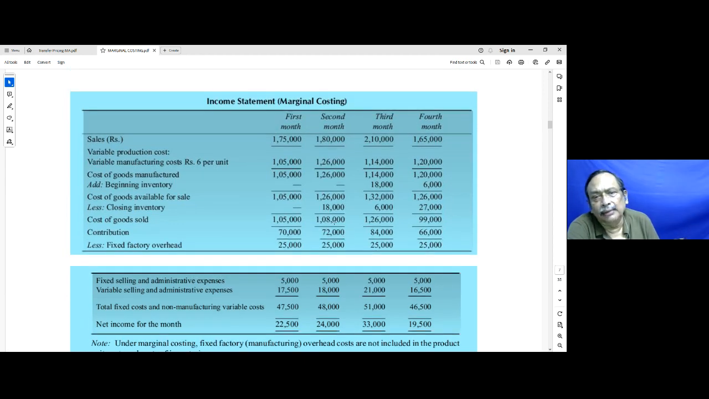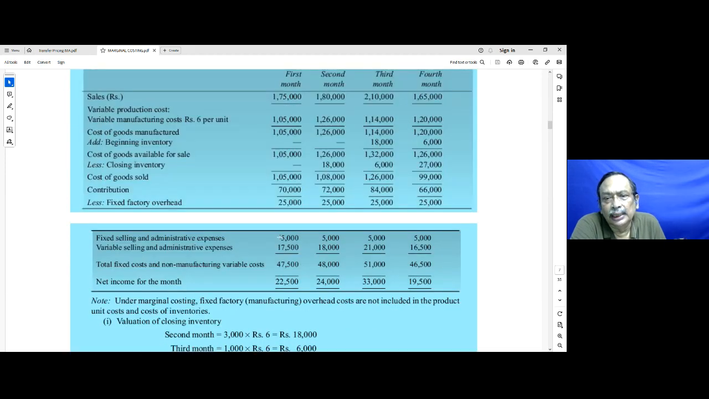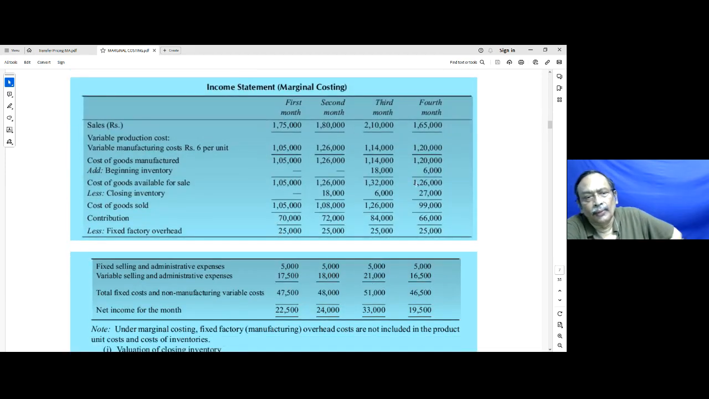In the second month, we are having sales, then variable cost on the number of units produced, cost of goods manufactured, no beginning inventory, closing inventory is 18,000, that is 3,000 into 6, that is 18,000. 3,000 is the closing number of units multiplied by variable cost. It comes to 18,000. Then cost of goods sold, we get 1,08,000.